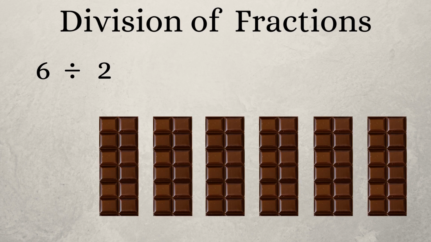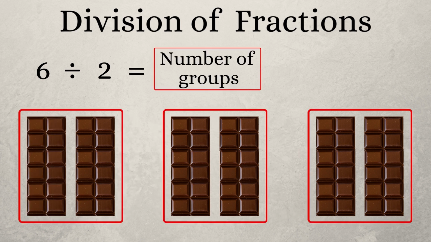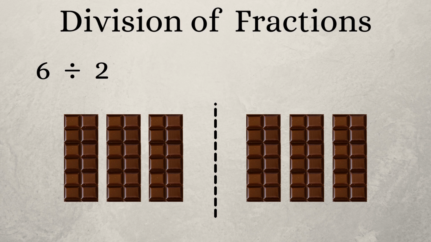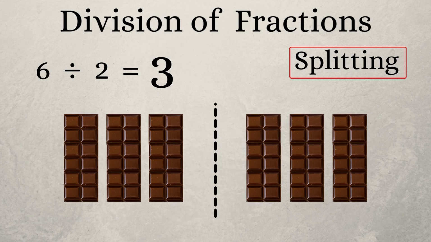Now 6 divided by 2 can be done two ways. First method, we put the 6 chocolates into groups of 2 and we find out how many groups are there. That gives us 3. In our next method, we split the 6 chocolates into 2 different groups. Now we have 3 chocolates in each group. Let us call our first method as grouping and second method as splitting.